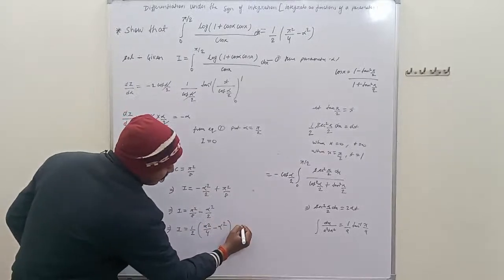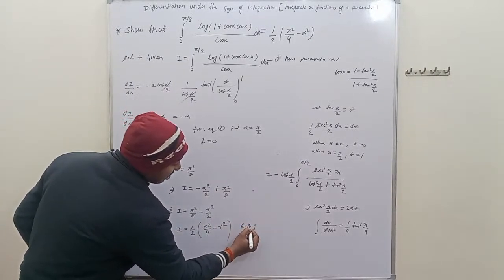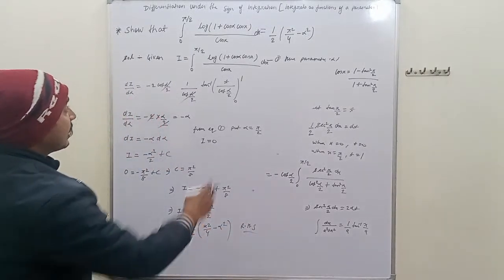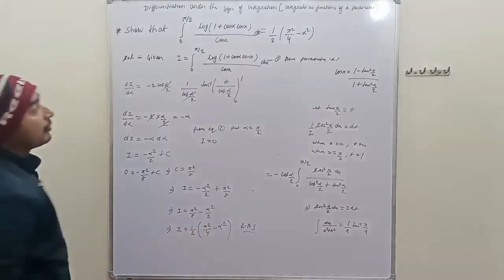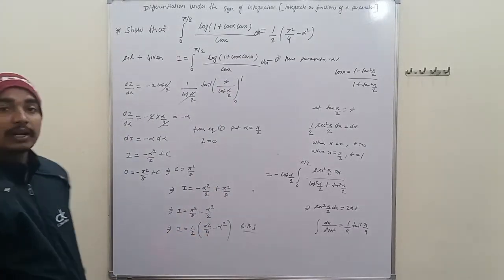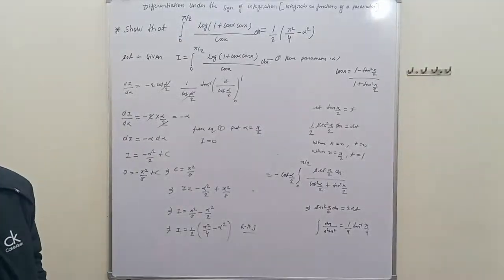This is equal to the right hand side. We had to prove 1 by 2 into pi square upon 4 minus alpha square. This is the required solution of the given problem.